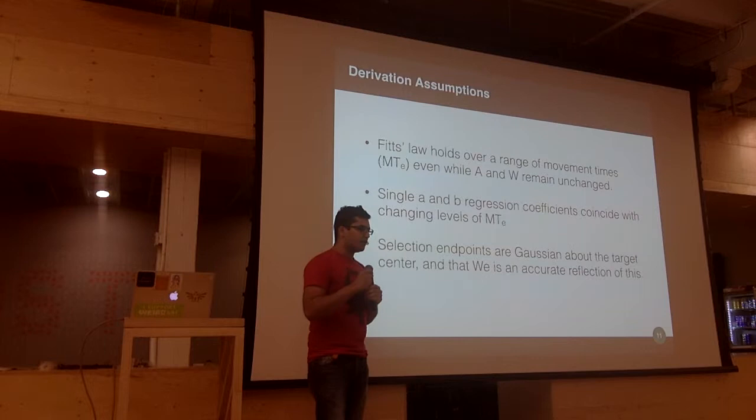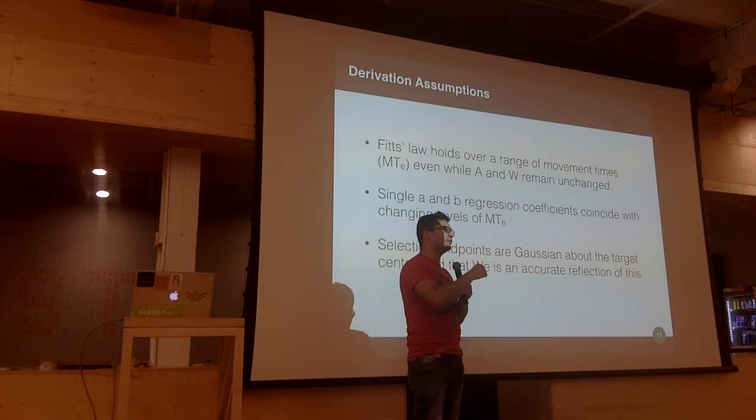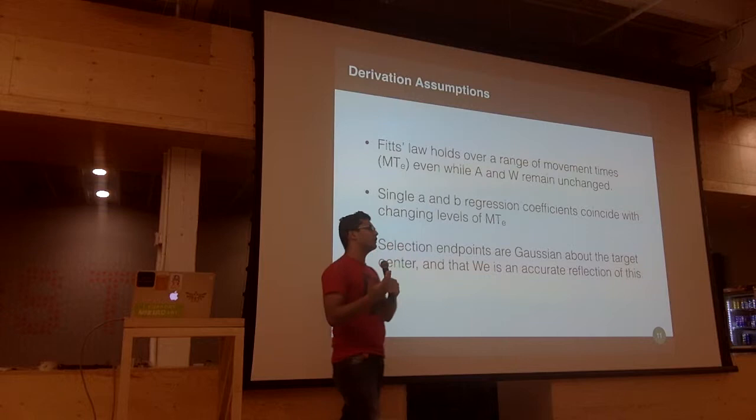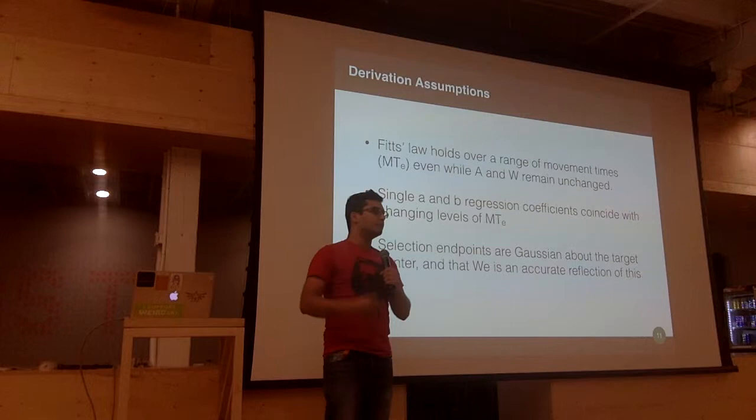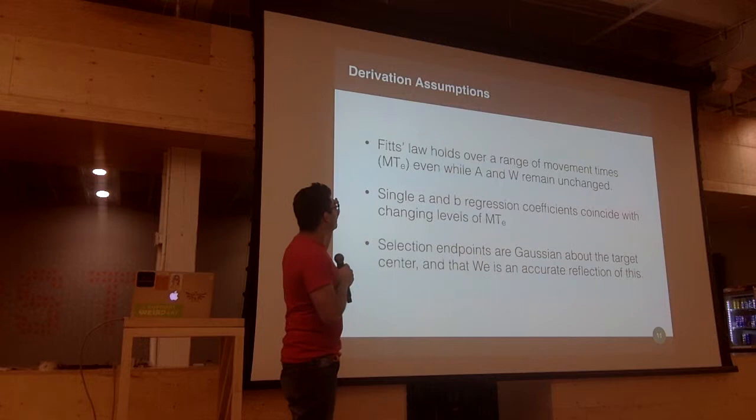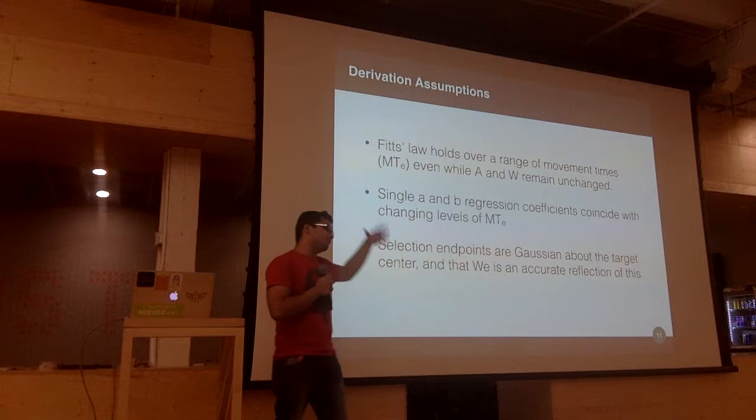So the idea was there are two kinds of movements: open loop movements and closed loop movements. An open loop movement is when you start something and you cannot change halfway through. But a closed loop movement is where you're able to make corrections. So an example is, let's say you're moving your mouse from point A to point B, you overshoot a little bit, you can come back. But an open loop would be you throw a dart. Once it's out of your hand, it's out of your hand. You can't make any corrections to it. So they assume that Fitts' law will hold over a range of movement times. And in certain cases where it does not, this of course would not apply.